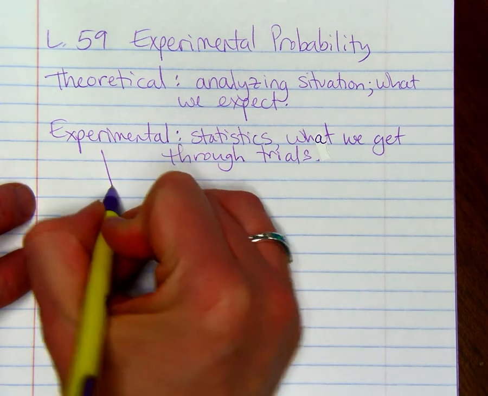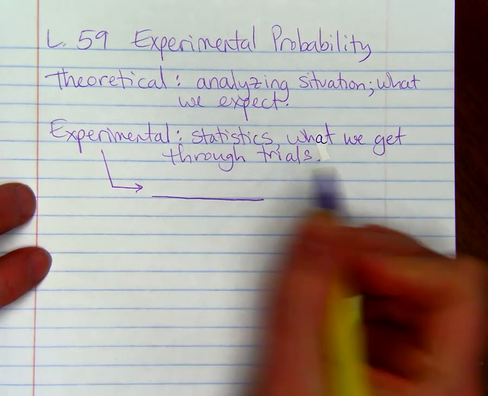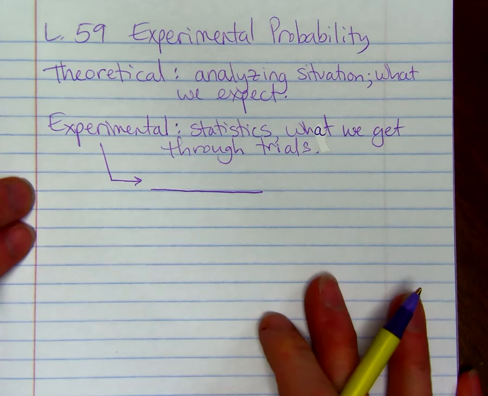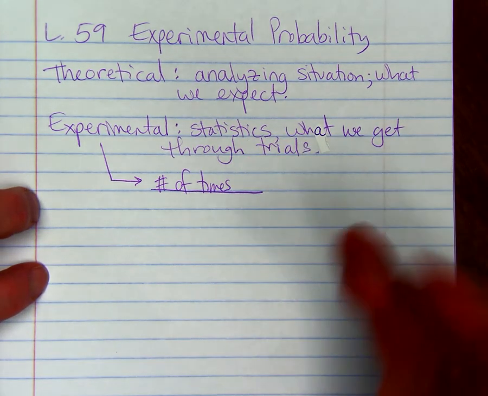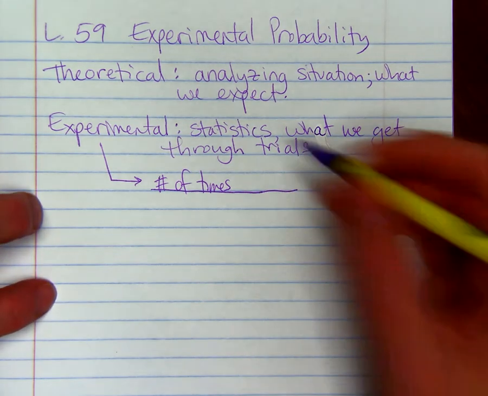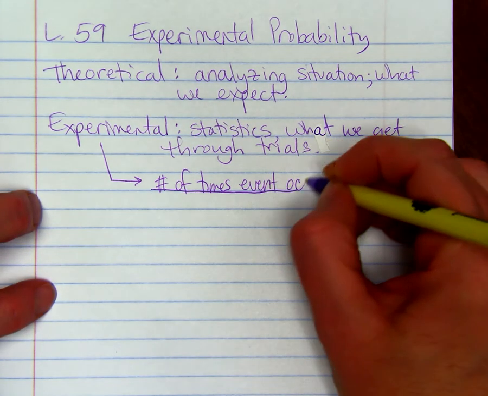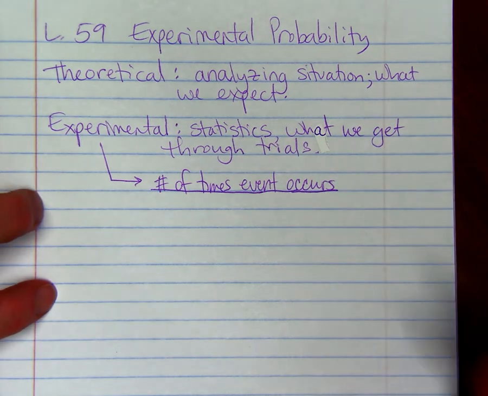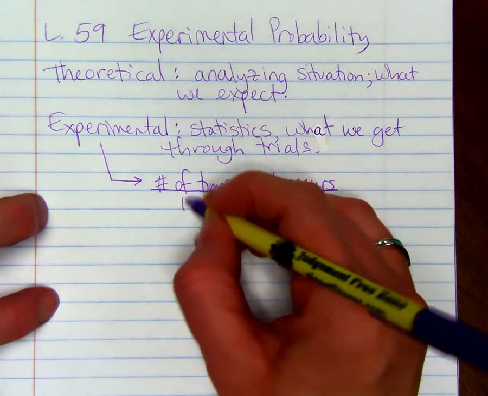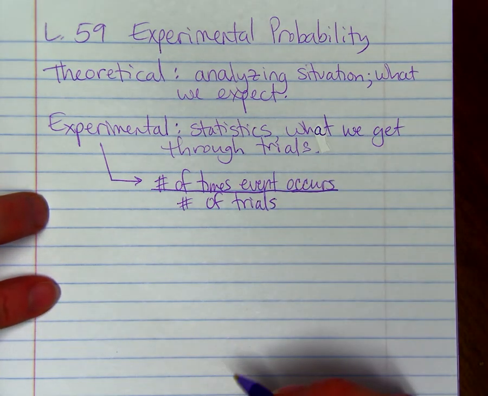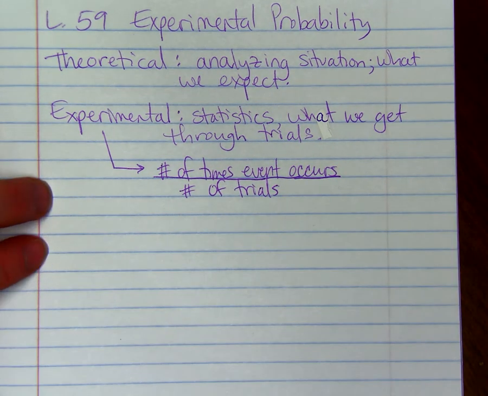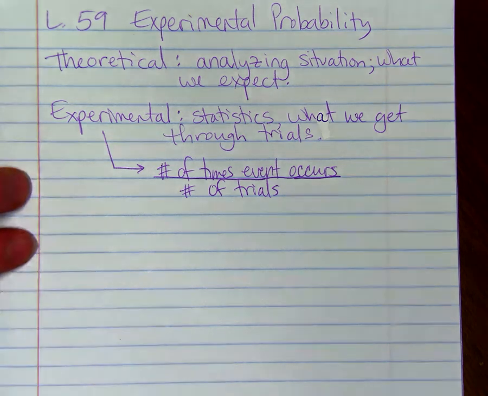So, experimental probability, we actually just do the experiment or the trials. We put the number of times the event that we're looking for actually occurs. So it's just based on the experiment, and then we put in the denominator how many times we tried it, so the number of trials. So you have to actually look at the experiment to come up with the experimental probability. All the other probabilities that we've done have always been theoretical.